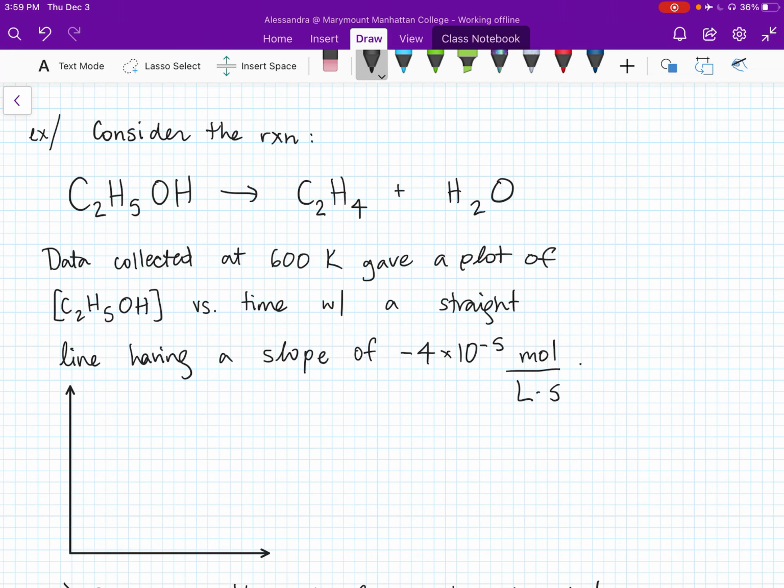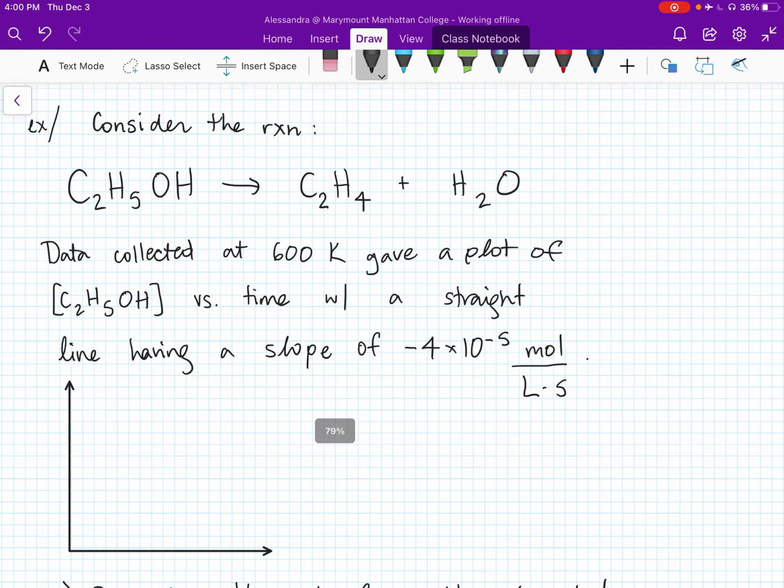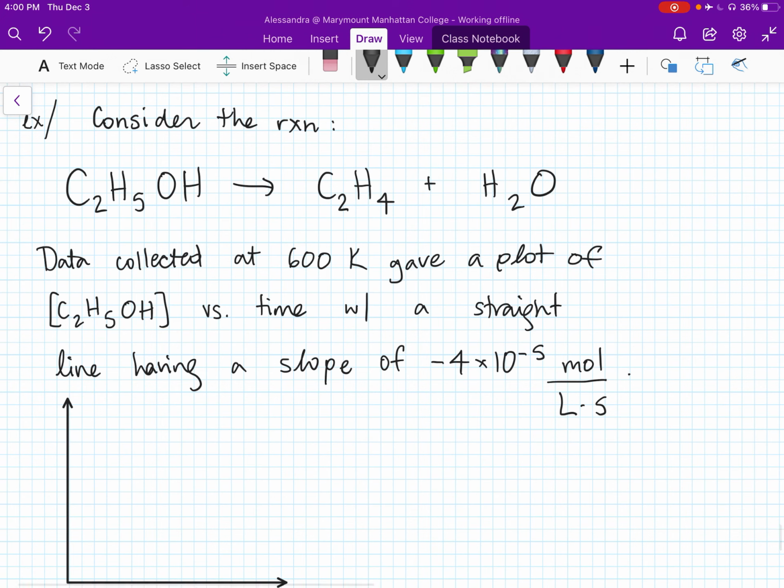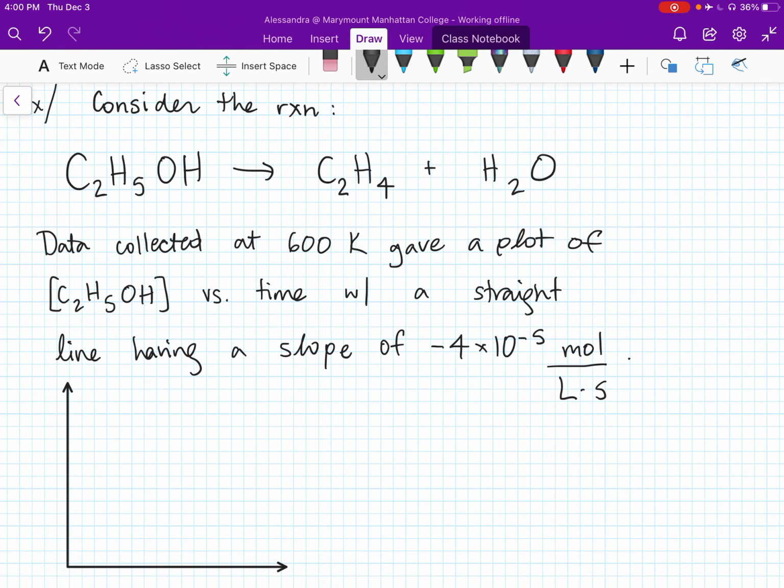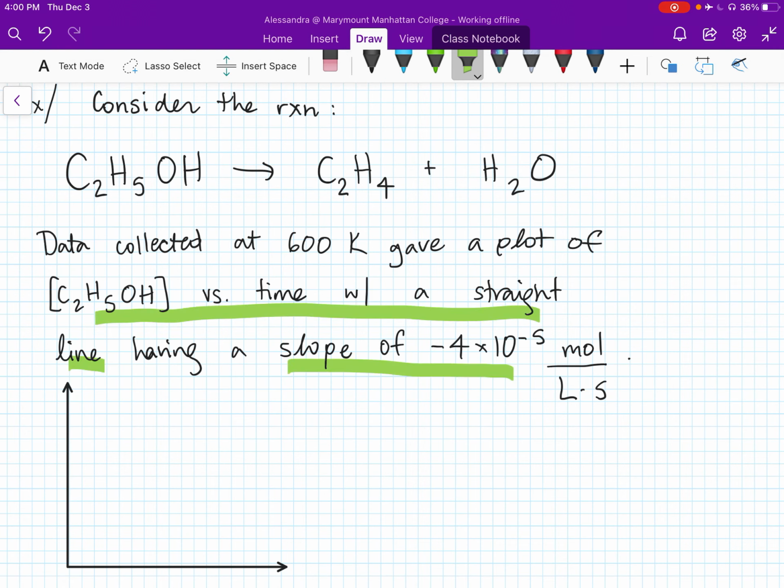In the next problem, I would like you to consider a reaction where C2H5OH, that's ethanol, decomposes to C2H4 rather, and water. Okay. So for this reaction, data were collected very hot, 600 Kelvin. And the data that were collected gave a plot of the concentration of ethanol versus time with a straight line. The slope of the plot is negative 4.10 to the minus 5.